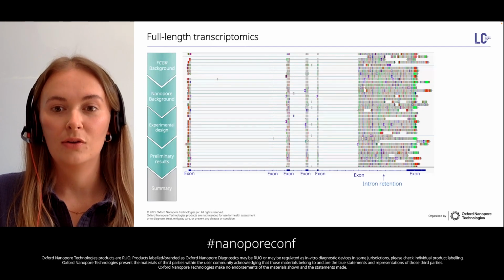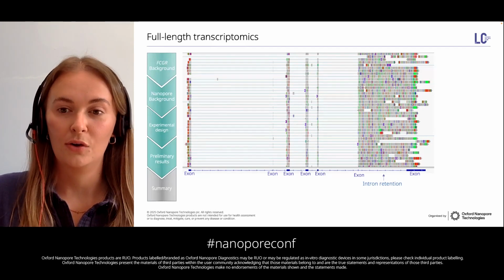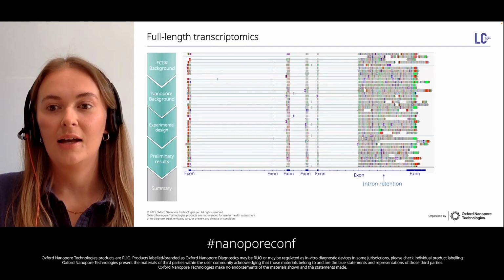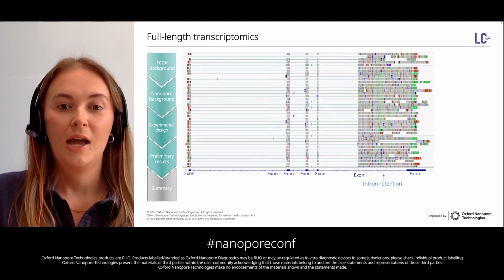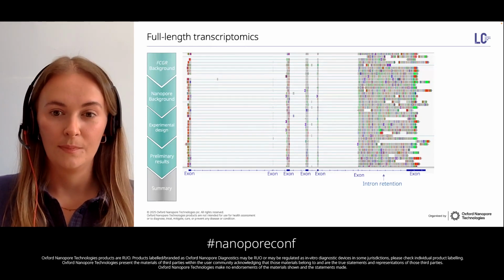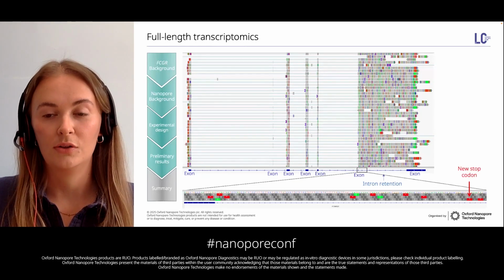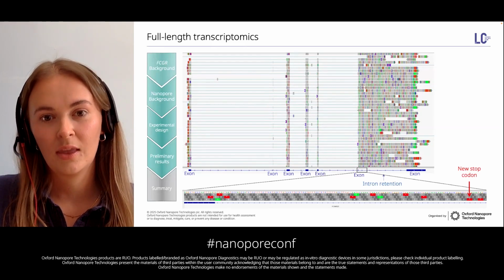For example, there are lots of contentions around the expression of 2C, yet by looking at the full length transcripts, we've been able to see that many retain their final intron, introducing a premature stop codon 46 residues in.